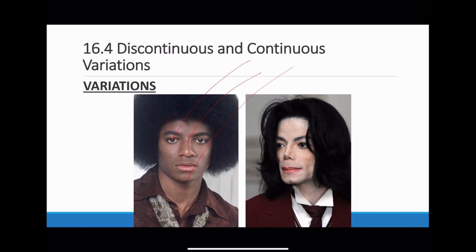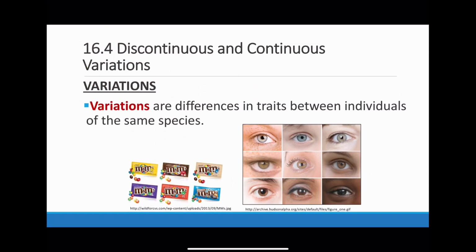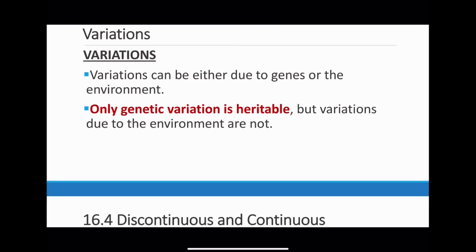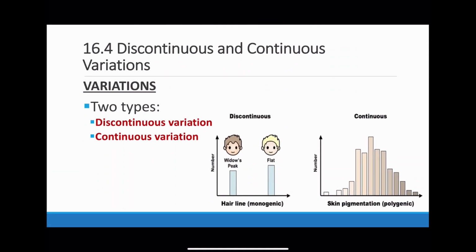So just take note that although we are comparing the differences in terms of the traits, we'll be mindful that we are only looking at those that are genetically inherited, not those that people obtain over their lifetime through environmental changes. Right now, it's good to classify and let you know that there are actually two different kinds of variation. One is what I call the discontinuous variation. One is what I call the continuous variation.